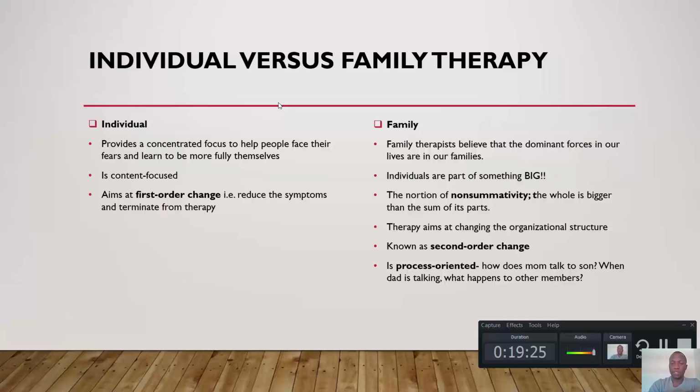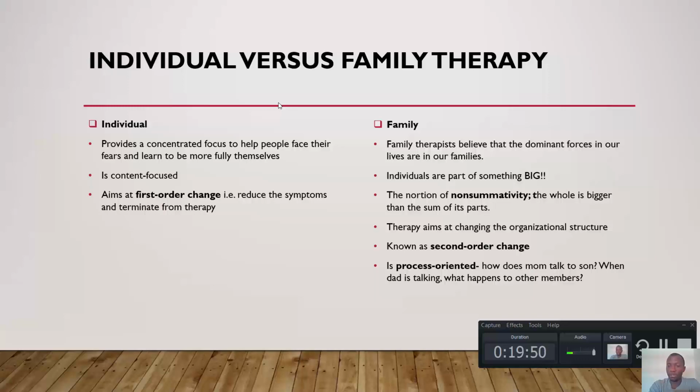So you can see that families are made up of individuals, but those individuals are not bigger than the family system as a whole, that the interactional patterns between those individuals influence each other. And so people in the family are always triggering each other. We'll look at that later.